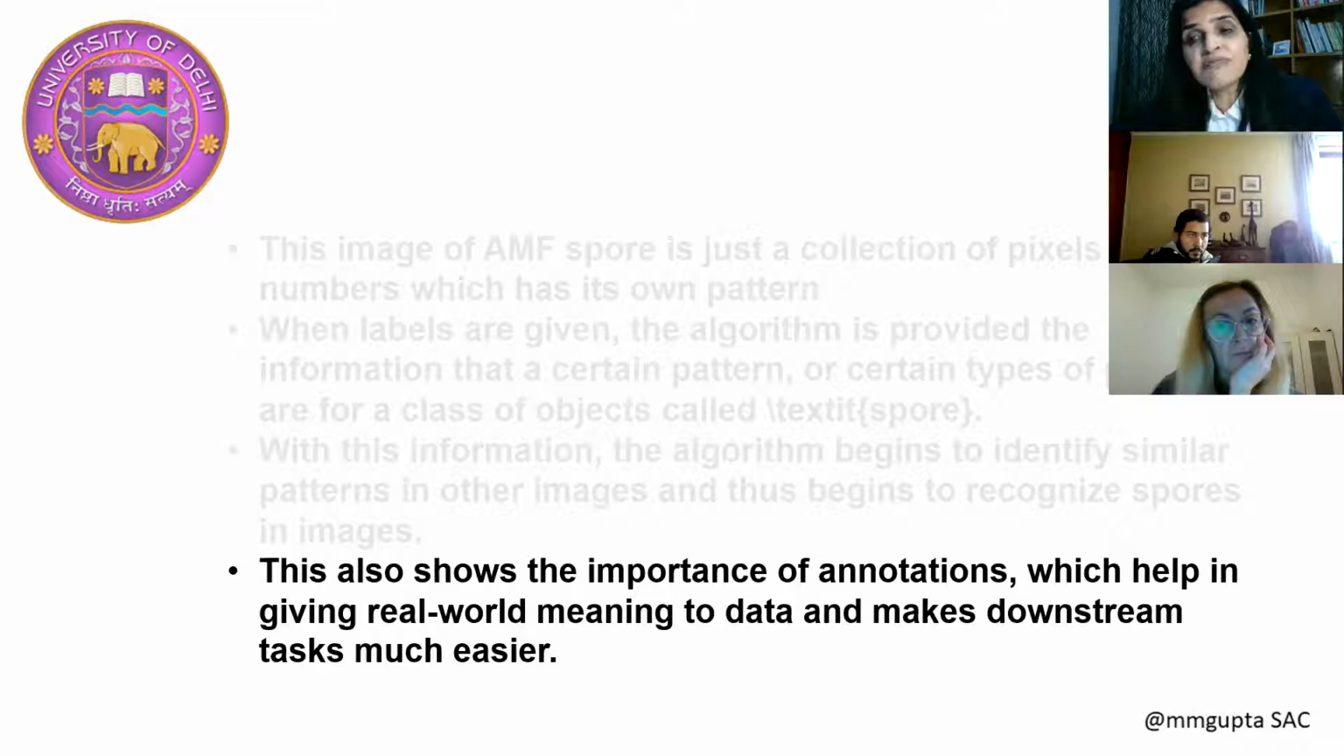But the most important thing we must know here is the importance of annotation. Meaning we must have labeled data available, meaning we have to previously tell the algorithm that this spore is going to look like this, and we have to make a class of spores. Only then will the algorithm be able to understand and identify it in the real world. So annotated data is very, very important. We must have that for doing this.